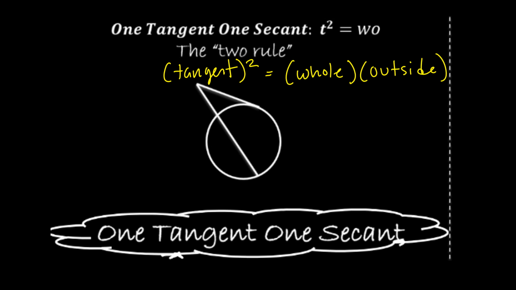Now, which one of these values is our tangent? Which one of the segments? Yes, the one that only touches the circle in one place. So that's our t up there. And then the bottom line is our secant. So our whole is the entire length. And our outside is the portion outside of the circle. So the tangent length squared is equal to the whole times the outside of the secant.